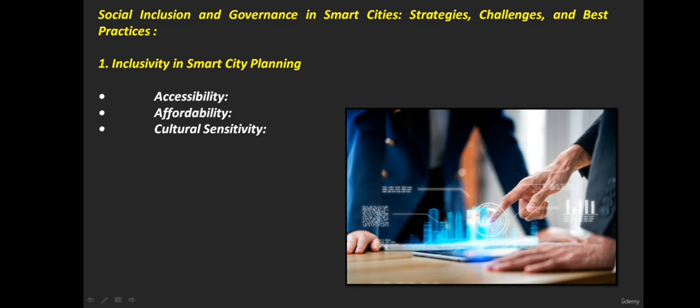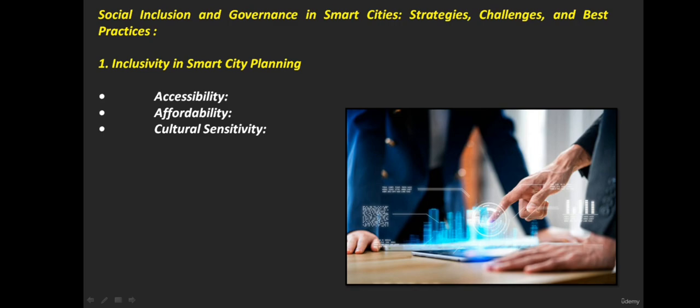That's why in this part of the sixth lecture, we will explore the critical aspects of social inclusion and governance in smart cities, including inclusivity in smart city planning, citizen engagement, privacy and security considerations, and addressing the digital divide too. We will also delve into the case studies and best practices that shed light on how to effectively implement these principles.